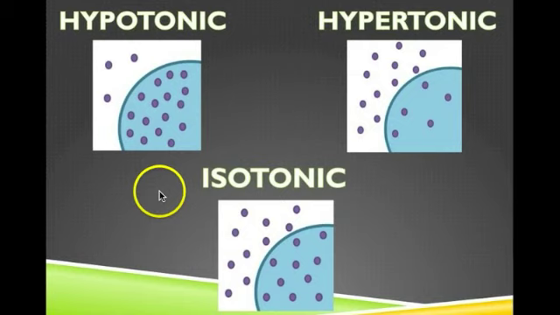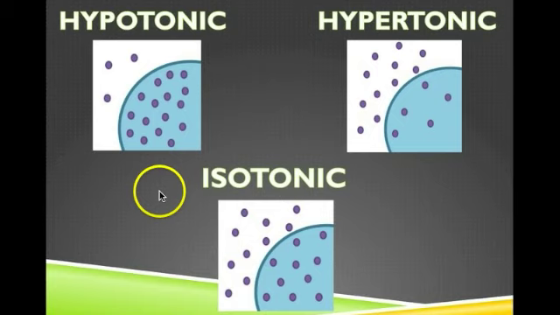There are terms for the concentration of water and solute in a cell. A cell is hypotonic when there is a high concentration of solute and a low concentration of water inside the cell, and the opposite outside of the cell. A cell is hypertonic when there is a low concentration of solute and a high concentration of water in the cell, and the opposite outside of the cell.